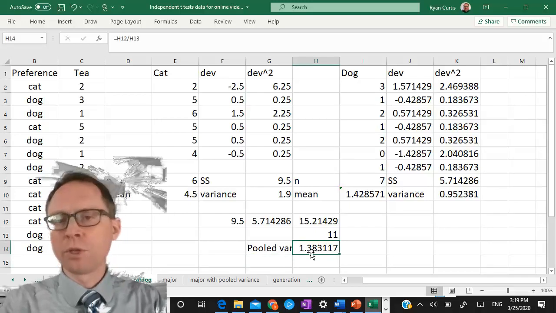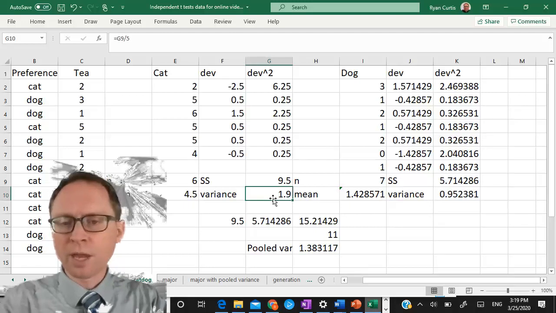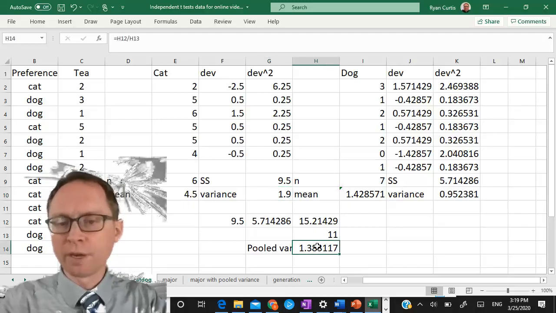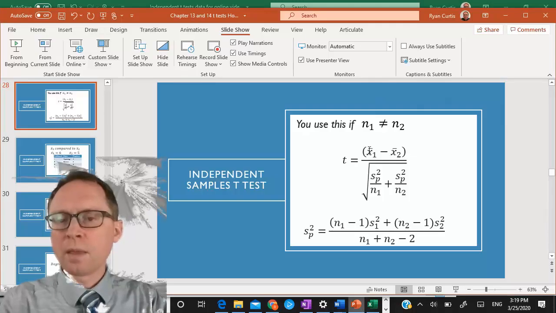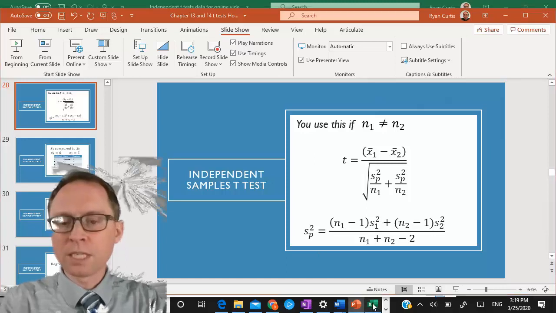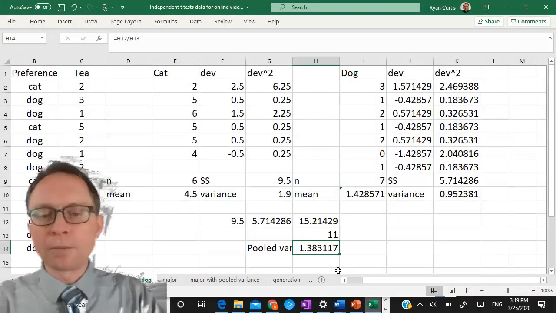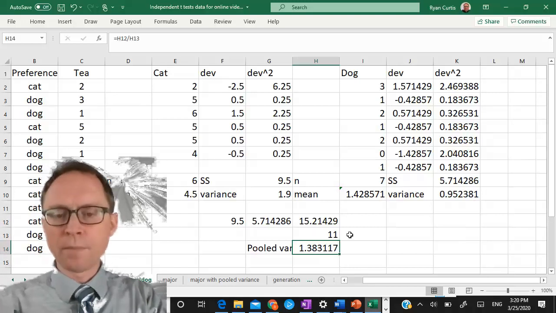So now, instead of using the individual variances when we calculate t, we're going to use the pooled variance instead. If you remember, we're looking at x bar sub 1 minus x bar sub 2, divided by the square root of the pooled variance divided by n sub 1 plus the pooled variance divided by n sub 2, and take the square root of that whole thing. And this is going to give us our t statistic. Now, that means that we need to get x bar sub 1 minus x bar sub 2.